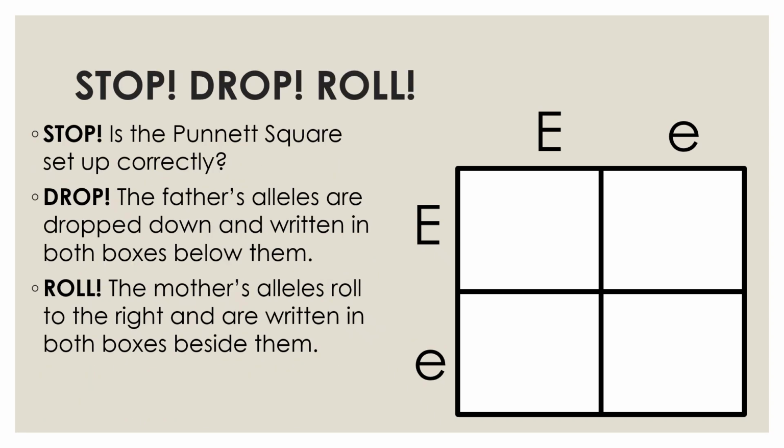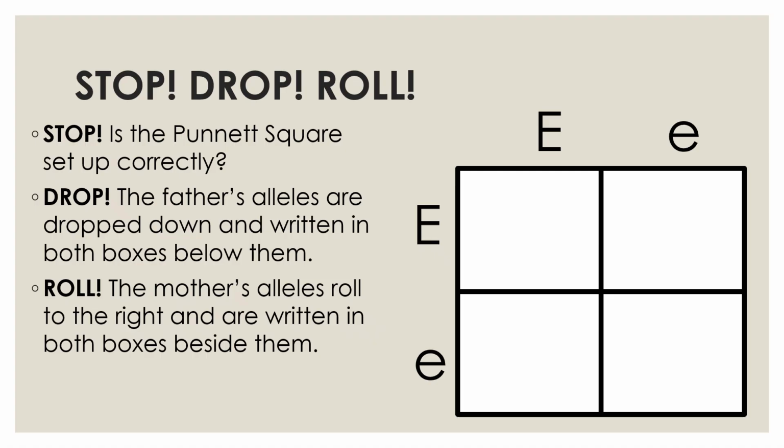Now that our Punnett square is set up, we're going to stop, drop, and roll. So stop. Look at your Punnett square. Is it set up correctly? In this case, yes, our Punnett square is set up correctly. Now we're going to drop the father's alleles into the boxes below them. So we're going to write the father's alleles into both of the boxes that are directly below each allele.